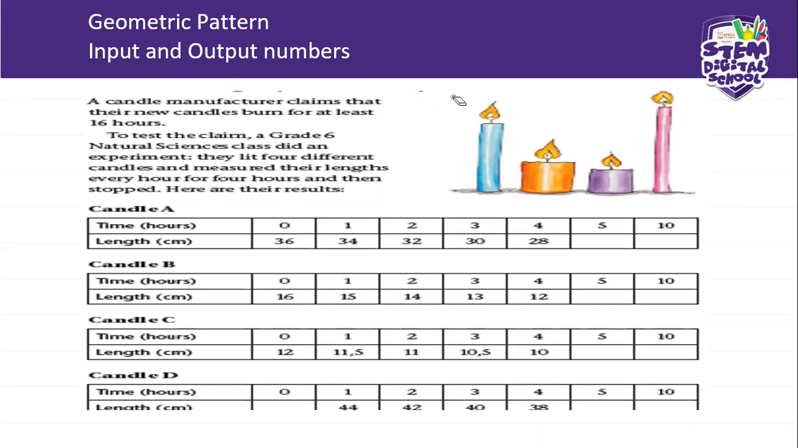Since we've established that, which candles do you believe will still be burning? I believe candle B and candle C will still be good in 16 hours. So candle A will run out, because it reduces 2 centimeters per hour. All right, let's test it out together. Candle A, let's test it.